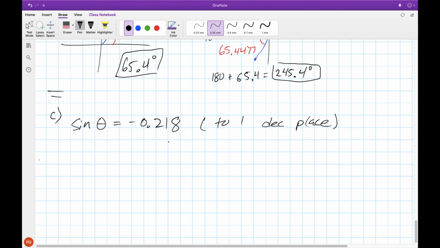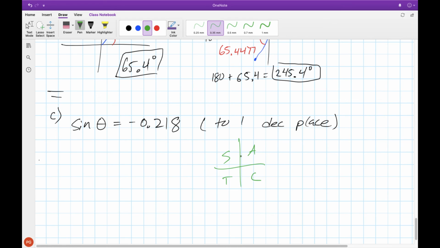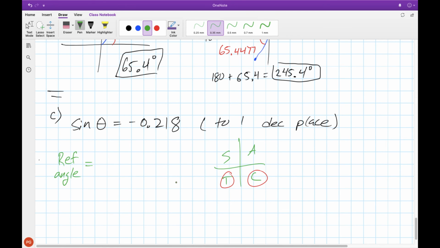Our last example is also going to be a decimal, this time negative. First, let's figure out where sine is going to be negative. It's positive in quadrants 1 and 2, so we're going to be looking in quadrants 3 and 4 where sine is negative. The next thing we want to do is find the reference angle, and we're going to be using our inverse sine, just like inverse tangent, of our value here.